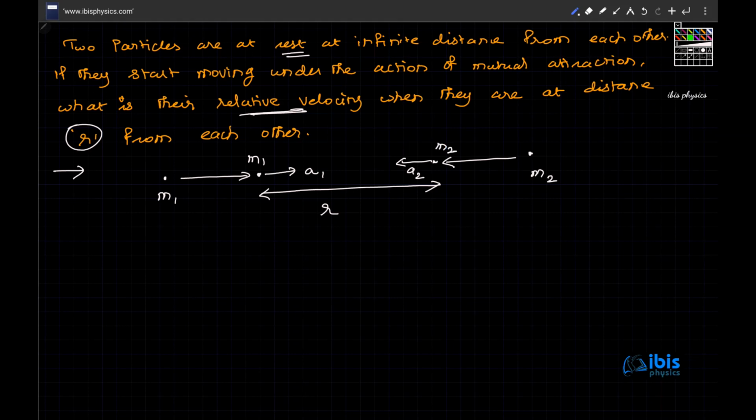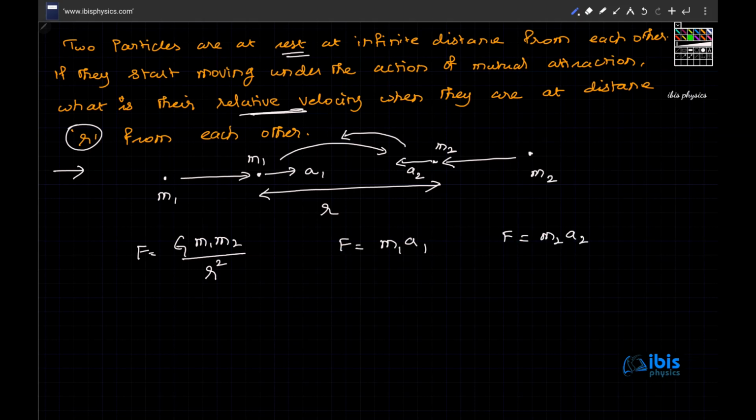The force is mutual. That means force exerted by 1 on 2 or 2 on 1, both are the same. We know that force is equal to G m1 m2 by the distance square. So at this instant where we would like to find the acceleration, the distance is r, so the force is G m1 m2 by r square. So the same force is acting on each. We know that force is equal to mass into acceleration. Force on the first particle is m1 into a1. Force on the second particle is m2 into a2, but the left hand sides remain the same.